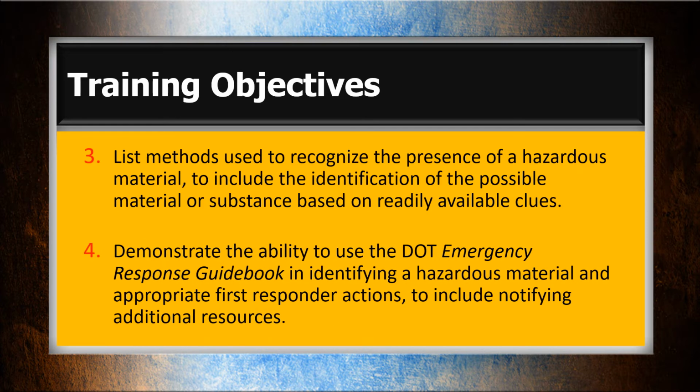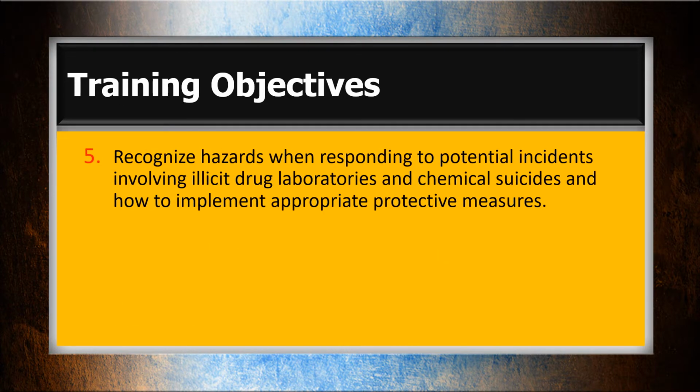4. Demonstrate the ability to use the DOT Emergency Response Guidebook in identifying a hazardous material and appropriate first responder actions, to include notifying additional resources. And number 5, recognize hazards when responding to potential incidents involving illicit drug laboratories and chemical suicides, and how to implement appropriate protective measures.